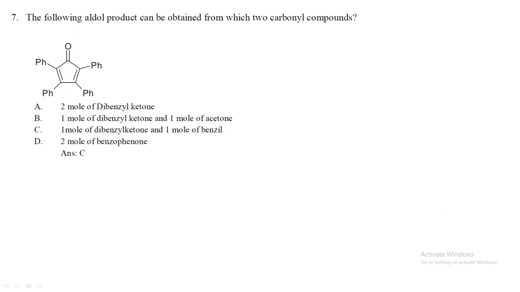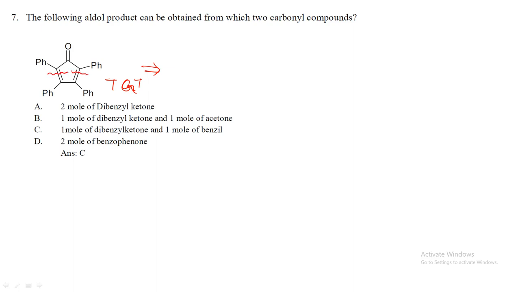So next, this is an easy retrosynthesis problem. So this is our TGT, target, following obtained from which two carbonyl compounds. So let's see which are the options. Dibenzyl ketone, two molecules. If we do the retro first, it would be easy to solve.